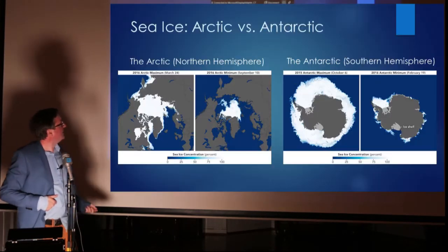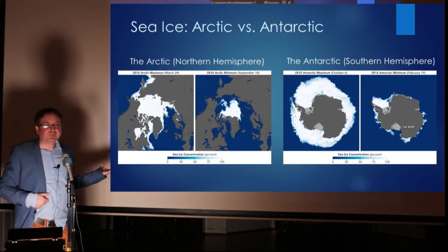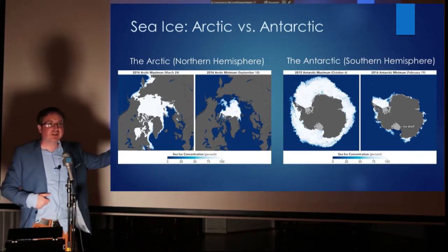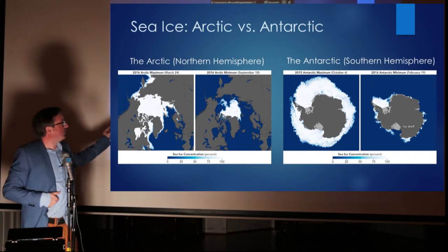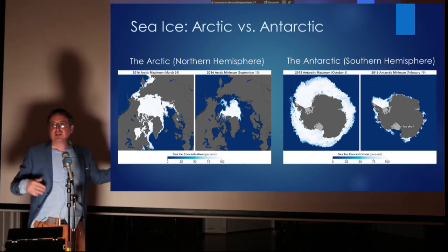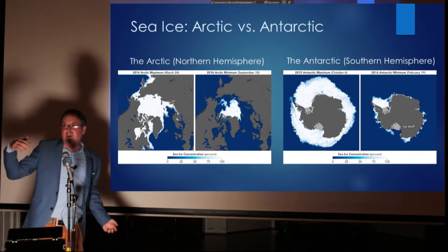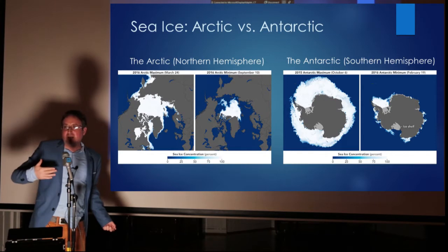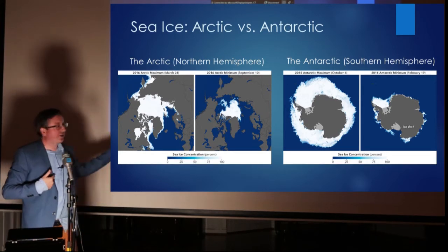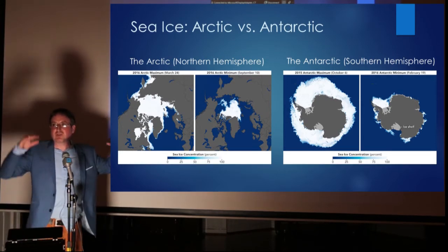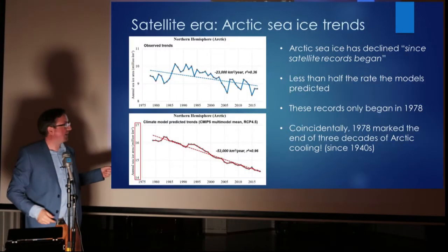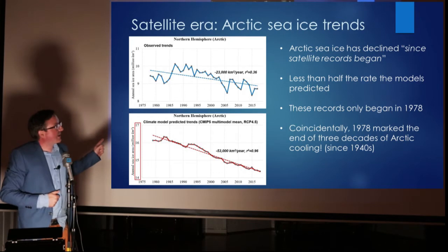Okay, next slide. For the sea ice, you have the Arctic and the Antarctic. Antarctic is in the Southern Hemisphere, Arctic in the Northern Hemisphere. Every year, in the summer, for each hemisphere, the sea ice retreats, and in the winter it advances again. This occurs for both hemispheres; obviously the seasons are reversed in the other hemisphere. But if we go on to the next slide, this is what's happened.